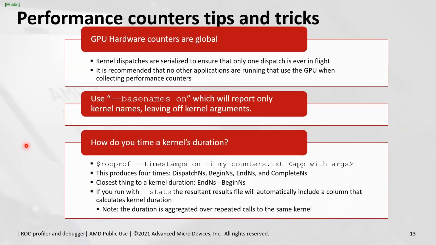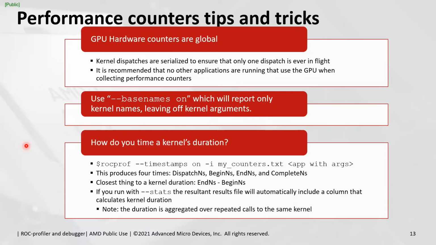I would suggest that you use the --basenames on flag, because otherwise, if you're using multiple libraries in your applications, things can get haywire. I don't know how many of you have started using libraries like Kokkos and things like that. When you start combining these libraries with your application, the kernel names can explode, and then they take up the entire view of your screen. So basenames on is a really nice thing that I've figured out.